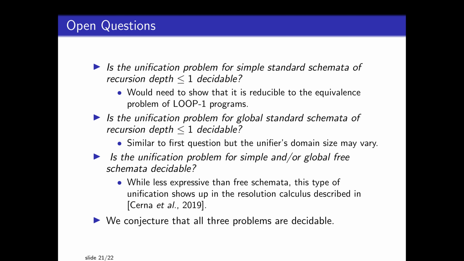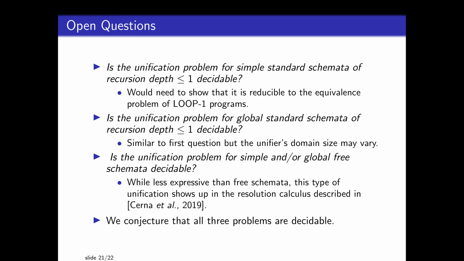Now to the open problems, almost done here. We could look at the case when we have the simple standard schemata of recursion depth less than or equal to 1. Is this decidable? Well, we just have to reduce it to the equivalence problem of loop 1 programs. This hasn't been done yet. It seems like a tractable problem. The same question comes up for the global standard schemata. We're not really sure how to handle this, probably similar to the first question, but notice that the unifier's domain size may vary here. So this is getting a bit more complicated and technical, and it would be interesting to know this.